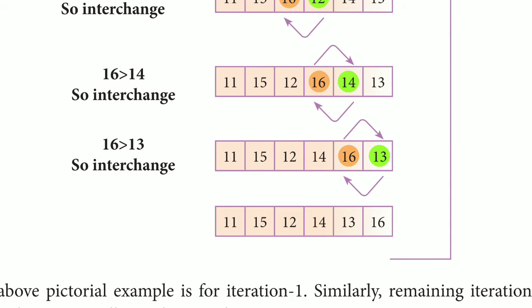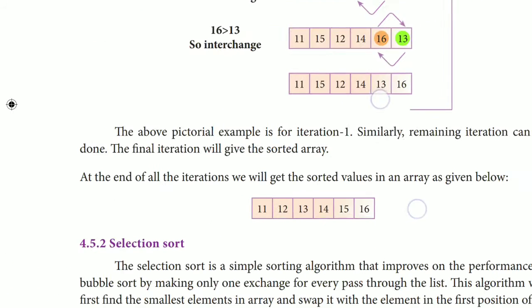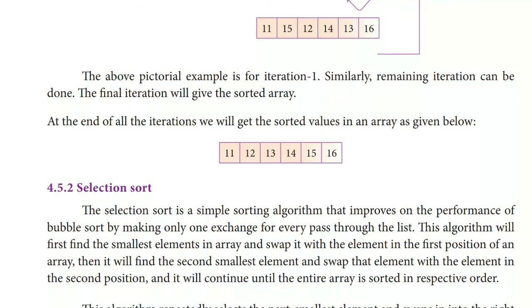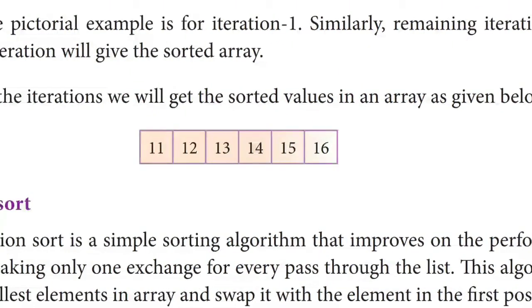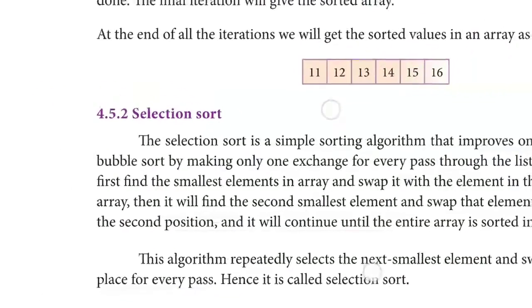So it checks all the positions, all the elements, so that there is no need of swap. Okay, so then only this sort will end. At the end you can see that this is the sorted result. So next is selection sort.